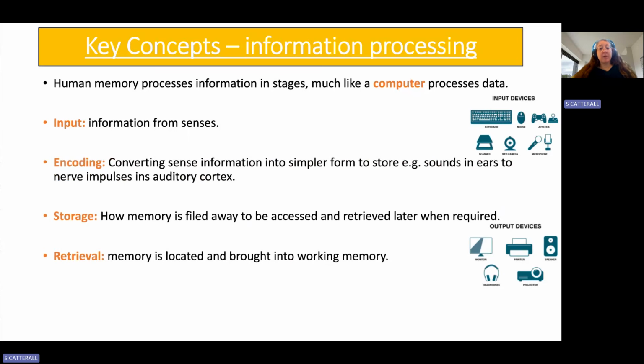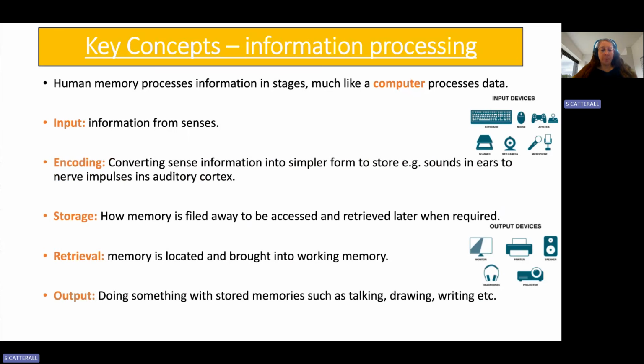Retrieval is when memory is located and brought back into working memory. So, for example, the information is fetched from long-term memory into short-term memory so that you can do something with it, which is usually output. So you usually talk or draw or write, in the same way that a computer has output devices, and you can find out the information on a computer if it prints it out or through sound or through the monitor.